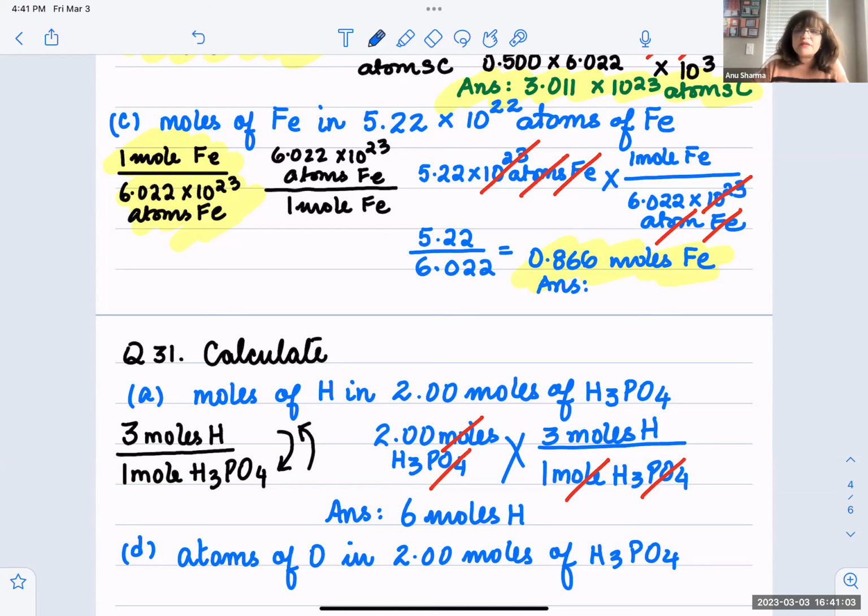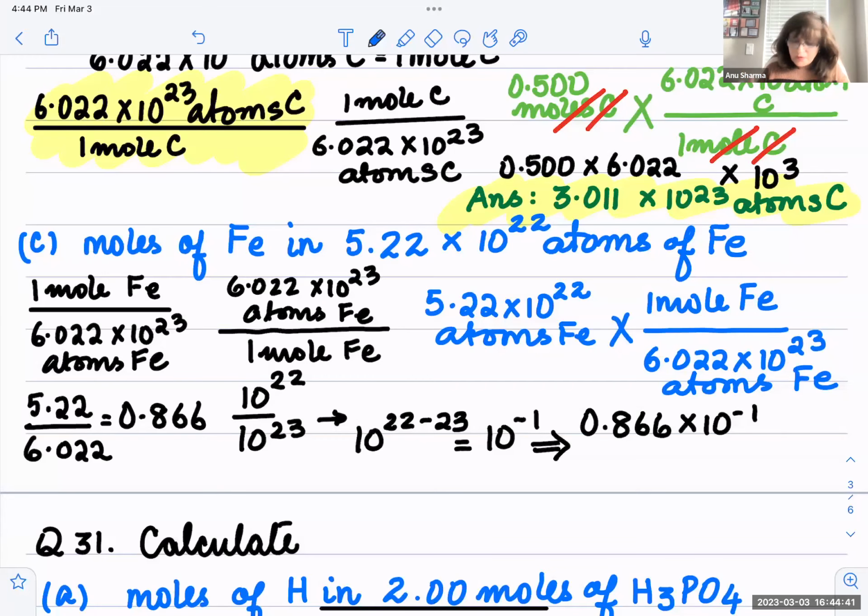Hold on just a minute. I think I made a mistake. Okay, guys, sorry, I made a mistake. I forgot about that. It was 10 to the power 22 and not 10 to the power 23. So that was a mistake I made initially. So anyways, 5.22 times 10 to the power 22, and you have times 1 mole over 6.022 times 10 to the power 23.